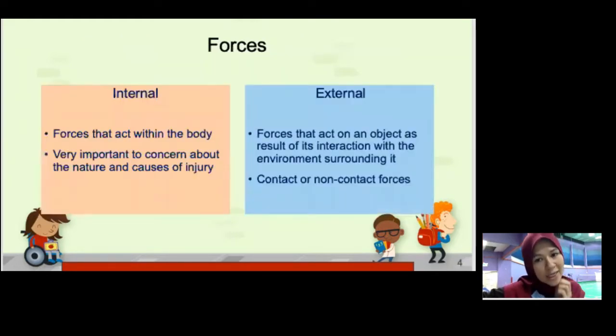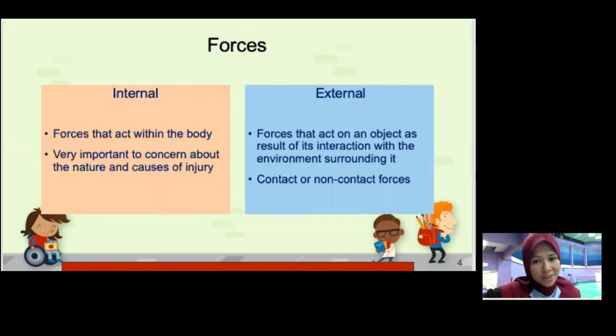Okay, there are two types of forces: internal and external forces. The internal forces are the forces that act within the body. It is very important to be concerned about the nature and causes of injury. So we need to know the internal forces in order to know the cause of the injury. Where does it come from? Is the force from the muscles, or other forces? So we have to know whether the force is affecting the body, which is the muscle, etc.